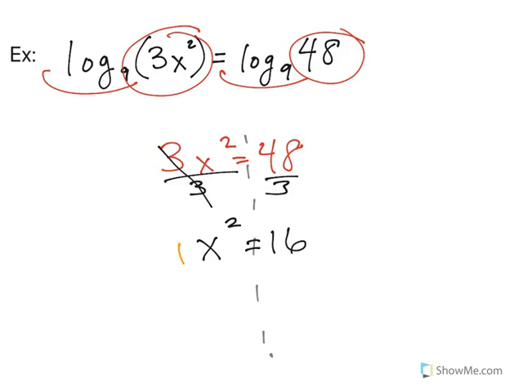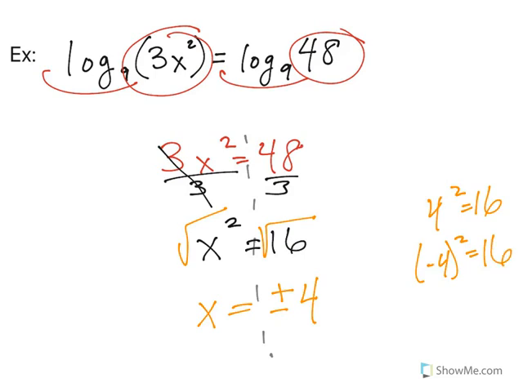Well, to unsquare something, we will take the square root. And the square root of 16 is plus or minus 4, because 4 squared is 16 and negative 4 squared is 16. So this one has two answers, because if I plug in either one of those for x, because I'm squaring them, they both would give me a positive 16.